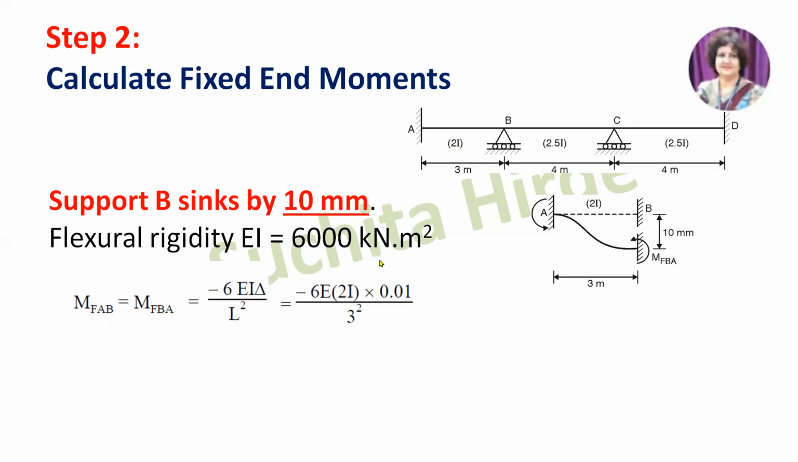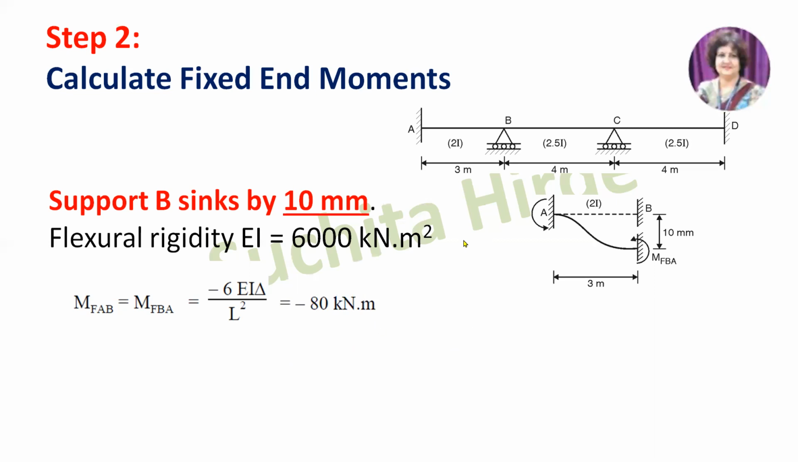I is 2I. So we will write 2I and delta is 10 millimeter, which is equal to 0.01, and the length of the member is 3. So if you calculate this and substitute EI equal to 6000, then you will get these fixed end moments as minus 80 kilonewton meter.